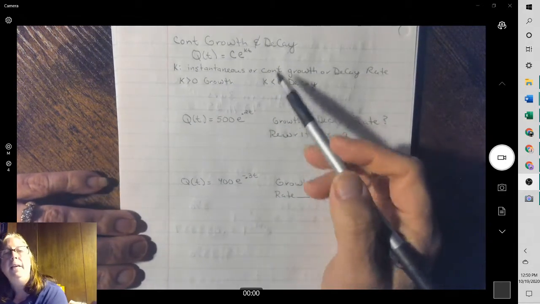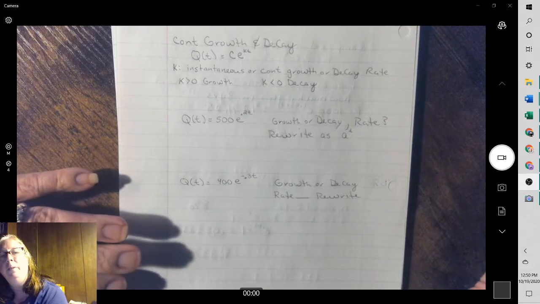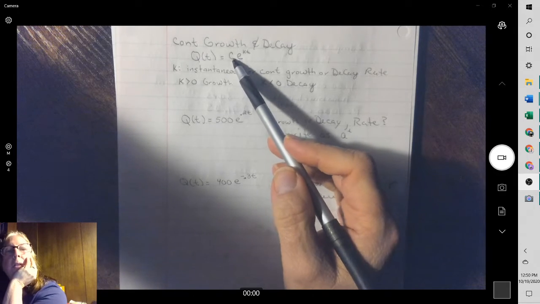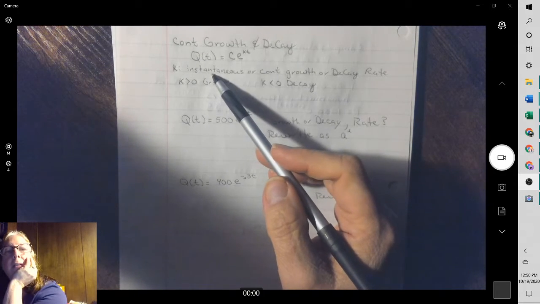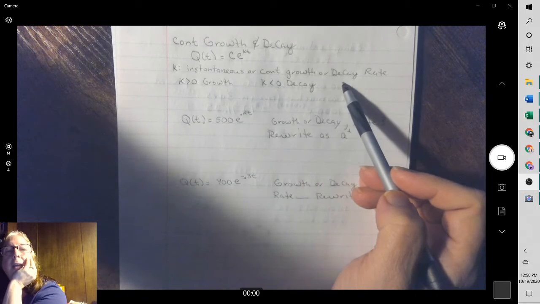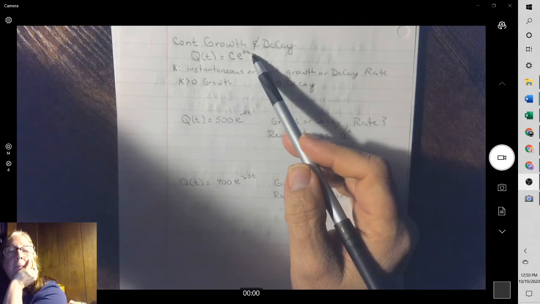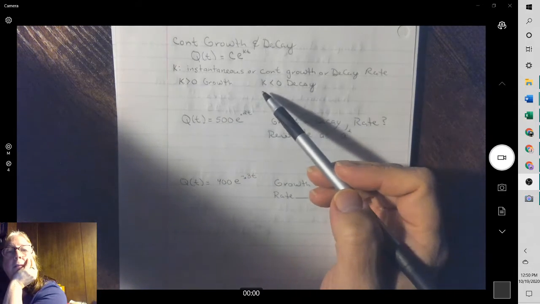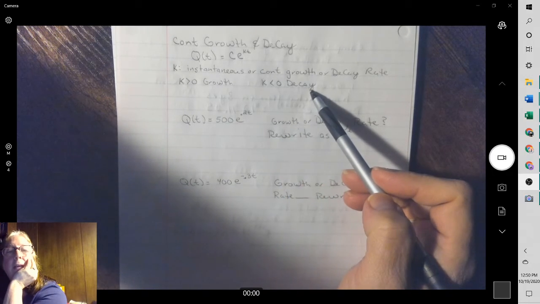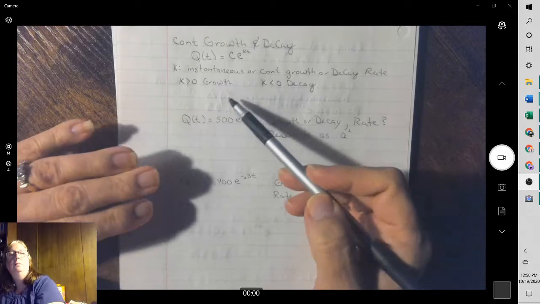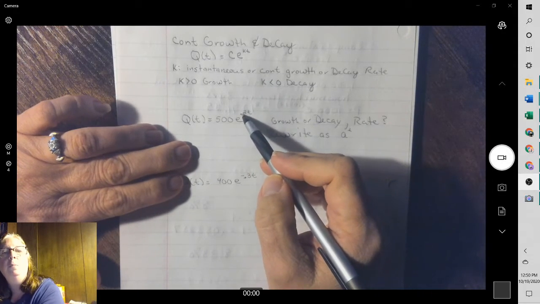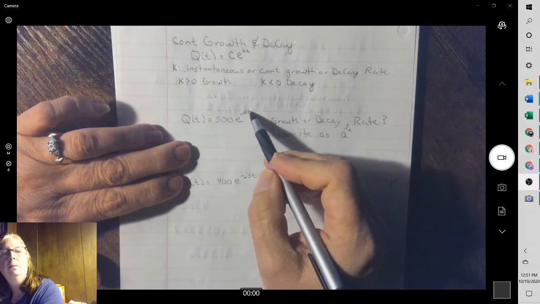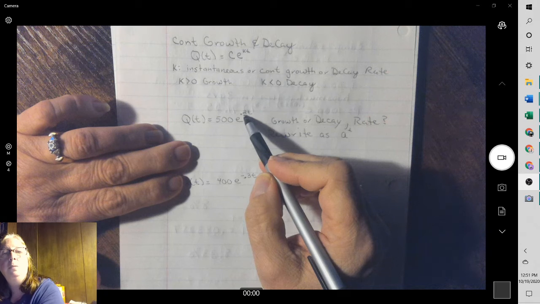Okay, for growth and decay, they set up the problems but don't do very much with them yet. And so when we're talking about growth and decay, C is your starting amount and K is a constant, an instantaneous growth or decay. And then T is time. When K is greater than 0, it's a growth. When it's less than 0, it's a decay. So if we look at this one, we have 500e to the 0.2t. Is it a growth or a decay? Well, it's a growth because it's 0.2.